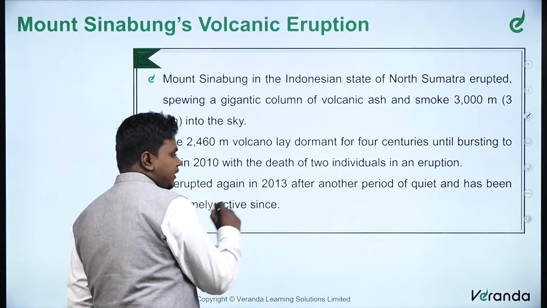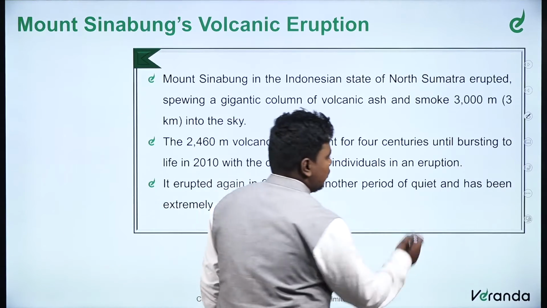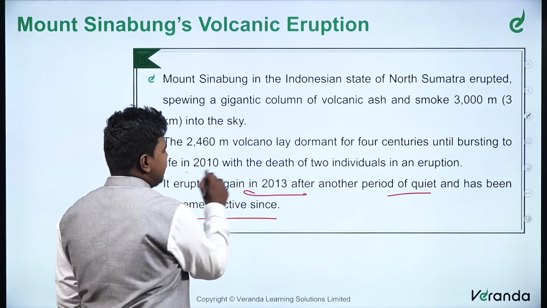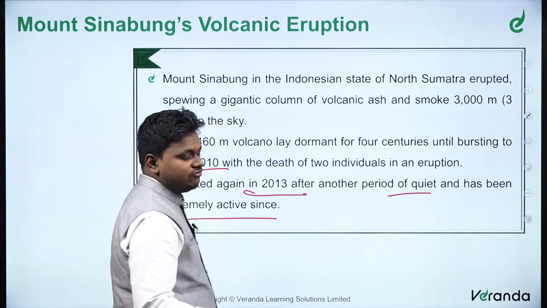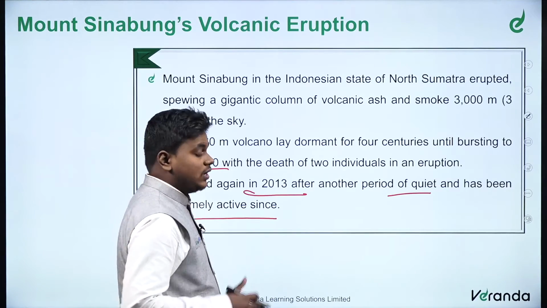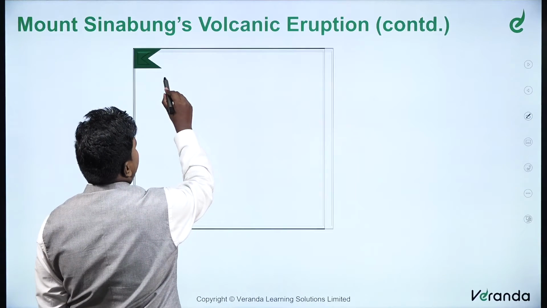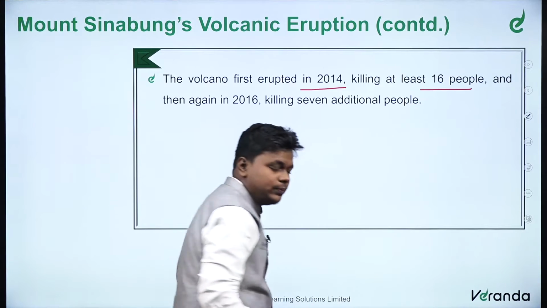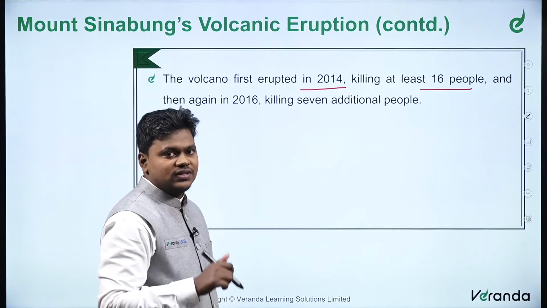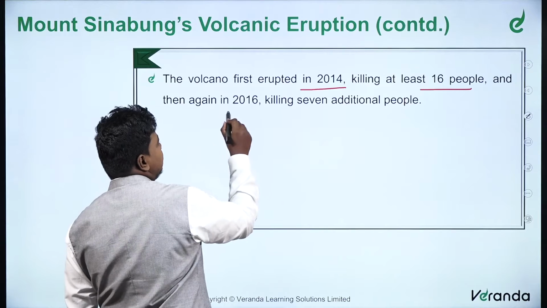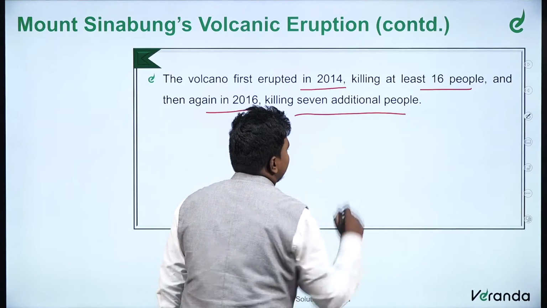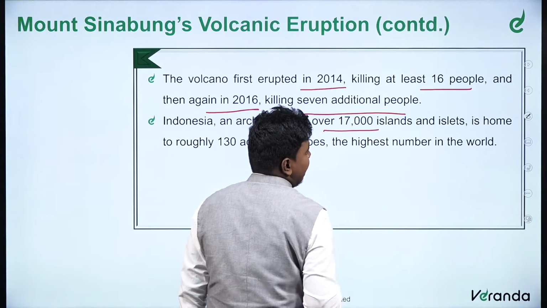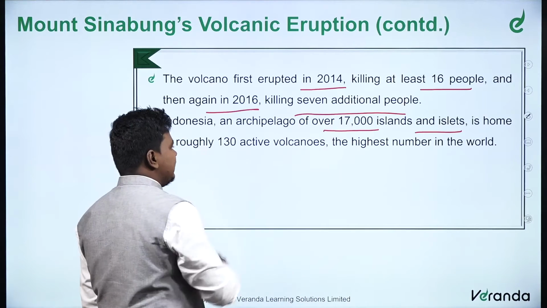Further, it erupted again in 2013 after another period of quiet and has been extremely active since. So after 2010, it erupted again in 2013, and from then it has been a very active volcano. Then the volcano erupted in 2014, killing at least 16 people. So 16 people died in 2014 because of this explosion, and then again in 2016, killing 7 additional people.